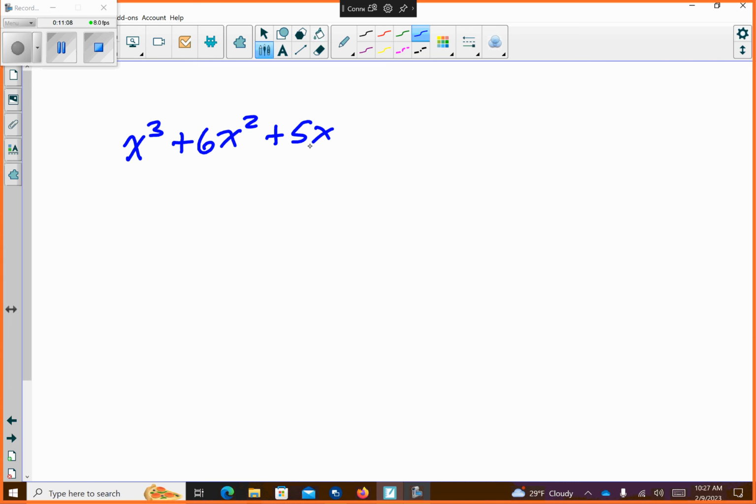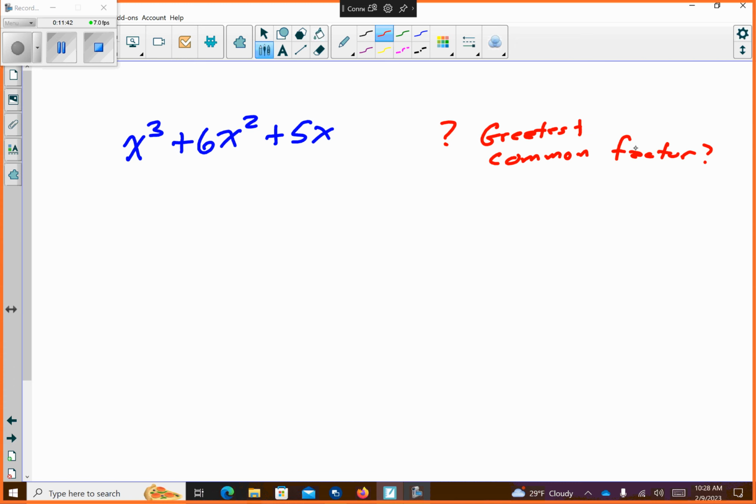What appears to be different about this? Well, the first one is to the what? To the third, right? So does everyone feel comfortable that this is not an x squared thing? This is not a quadratic? Okay, so first thing we have to think about. Do we have a greatest common factor?